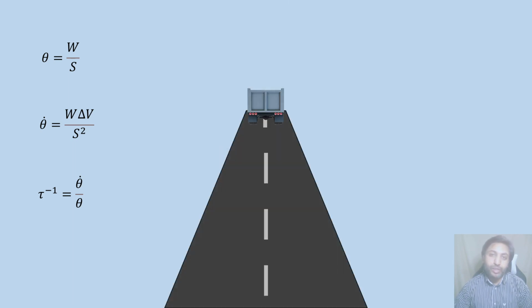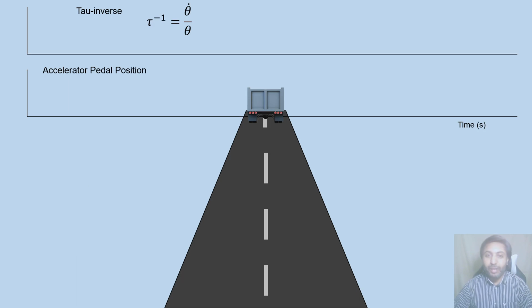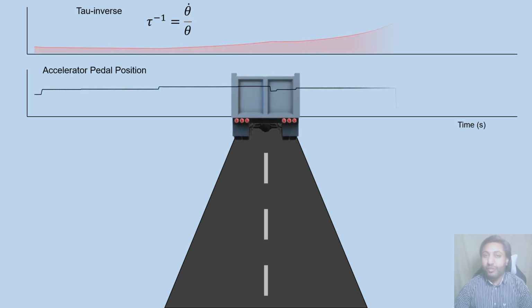Now assume for a moment that you are the driver of that red car following the large truck in front of you and approaching it from a large spacing. Pay attention to the accelerator pedal position and how the tau inverse increases over time. As you get closer to the lead vehicle, the visual variable tau inverse starts to grow as well.